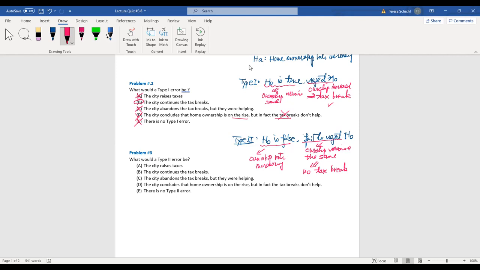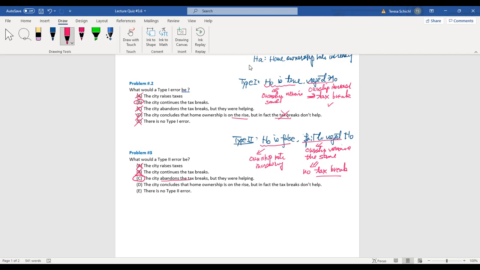They say the city raised tax. No. The city continued the tax break. No, the city is with no more tax breaks, right? So it's not here. Then part C says the city abandoned the tax break, but it was helping. So they abandoned the tax break. That's true because they said no more tax break. But in fact, H0 is false, that means the ownership rate increased. So the tax break was helping. So C is correct.